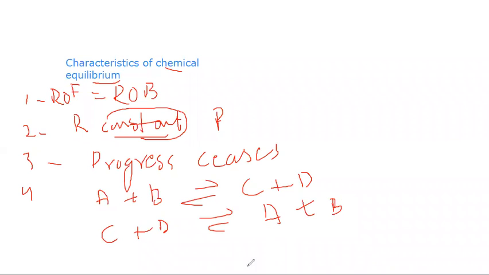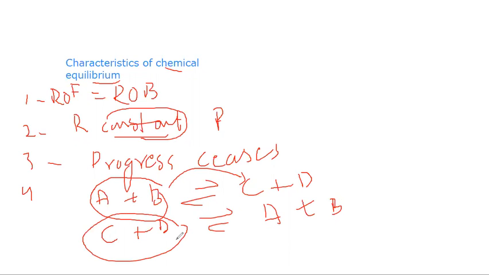Doesn't matter which side the reaction starts from. If the reactants start from A plus B making C and D, or the reaction starts from C plus D making A plus B, it doesn't matter which side the reaction starts from. The important thing is the rate of the reaction is constant. The rate of the reaction is constant.